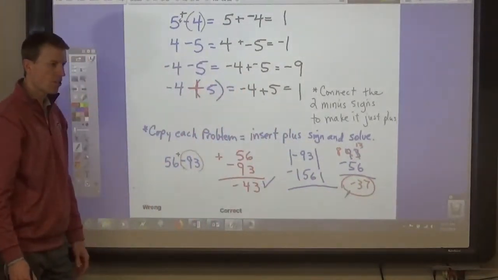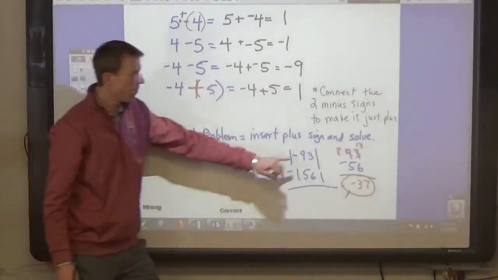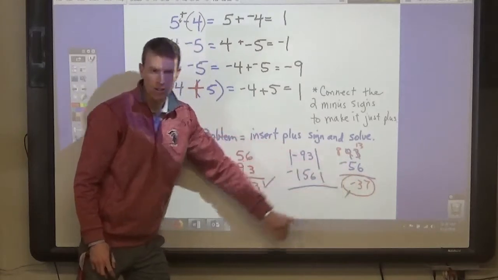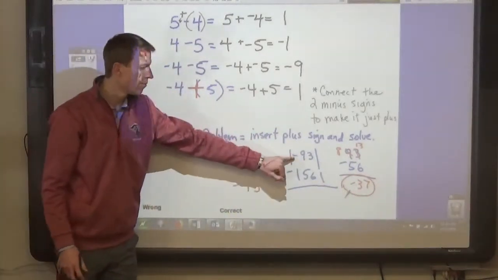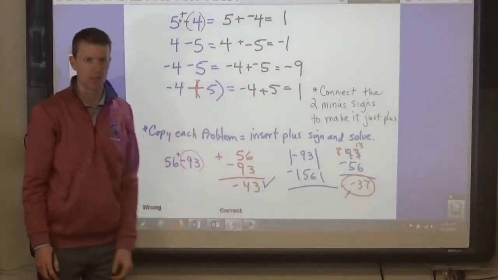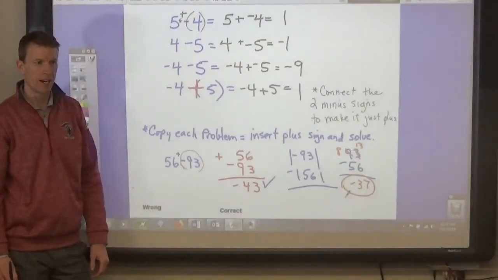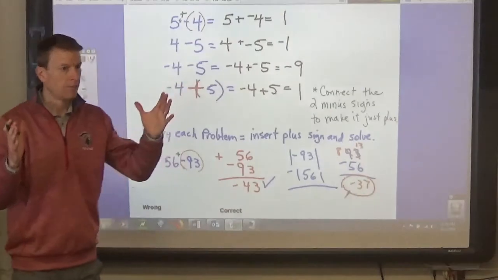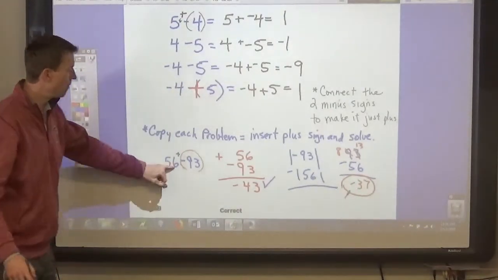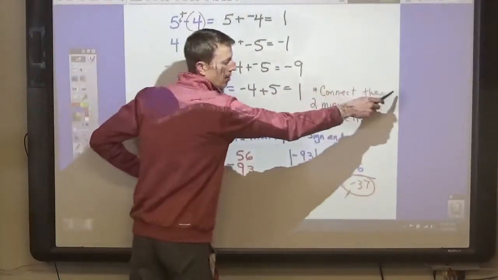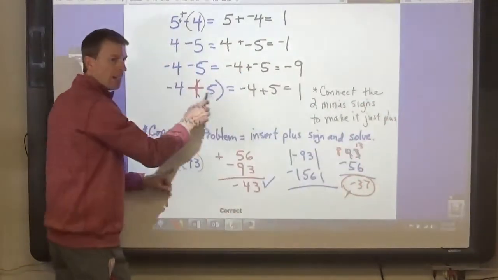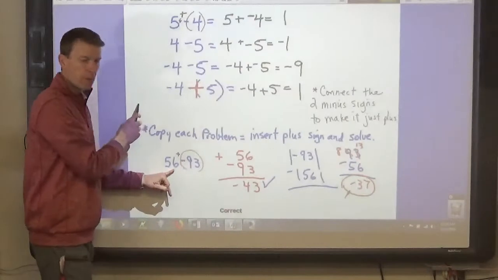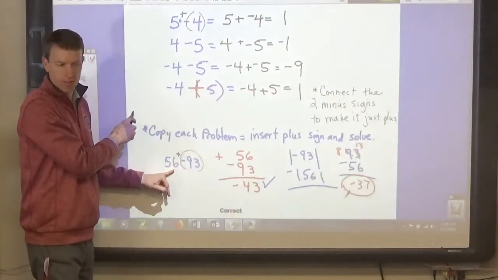Okay? The answer is negative. We find the answer by doing the bigger number minus the smaller number, or the bigger absolute value minus the smaller absolute value. Okay? Think about what you learned with the number line. If it was 56 to the right, minus 93 or plus negative 93, we would end up in the negative. Right?